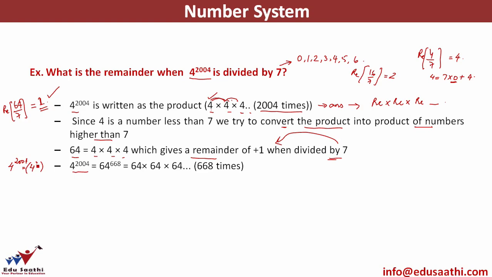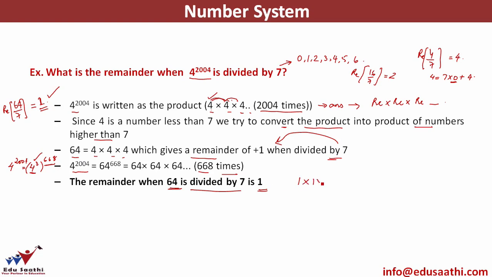I've grouped it into pairs and 668. I'll group it such that this 4 cube is getting repeated 668 times. Now every 4 cube, when divided with 7, gives a remainder of 1. When 64, which is 4 cube, is divided by 7, it gives a remainder of 1. All the 668 64s that I have would give a remainder of 1. So 1 will be multiplied by applying the multiplicative property of remainders. 1 will be multiplied how many times?